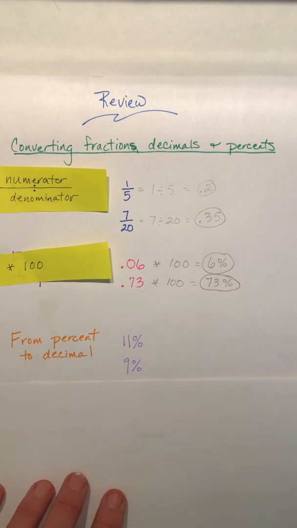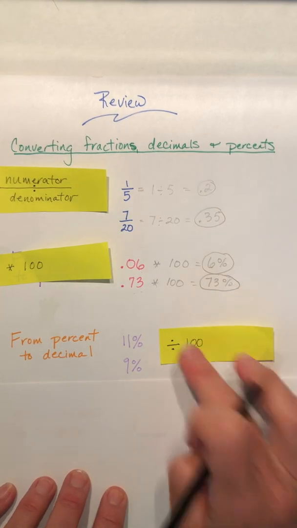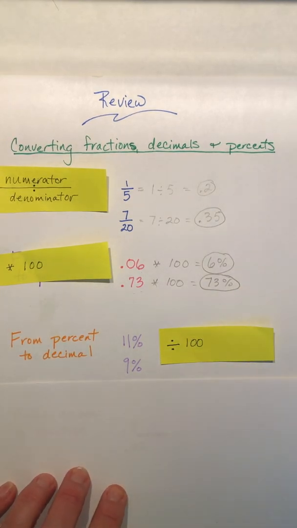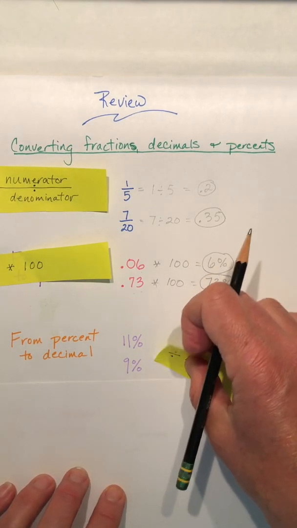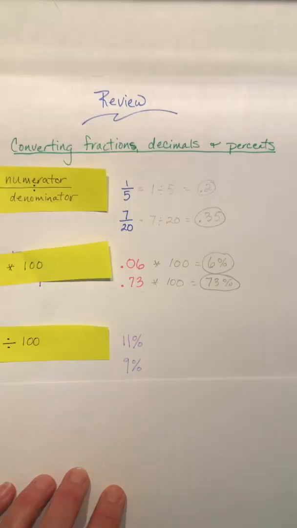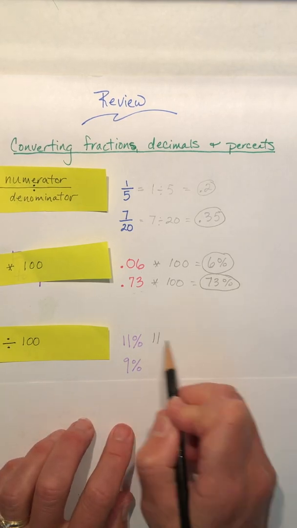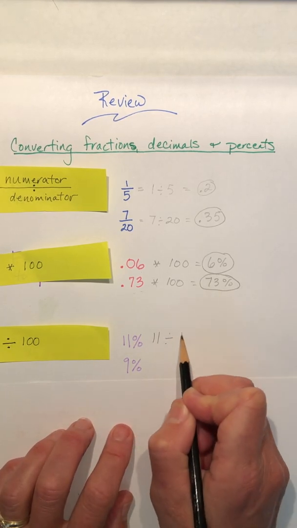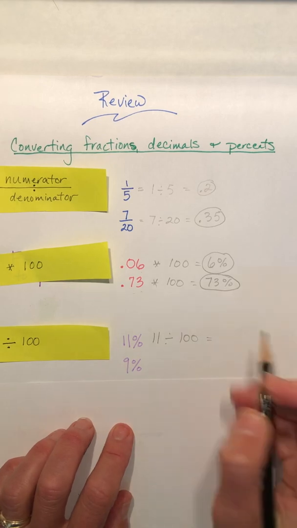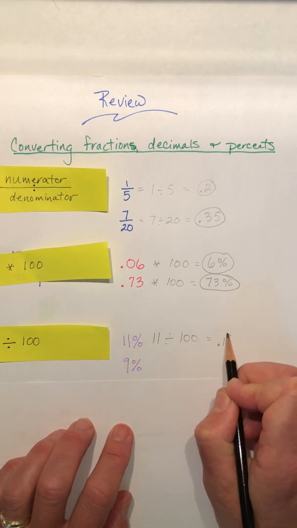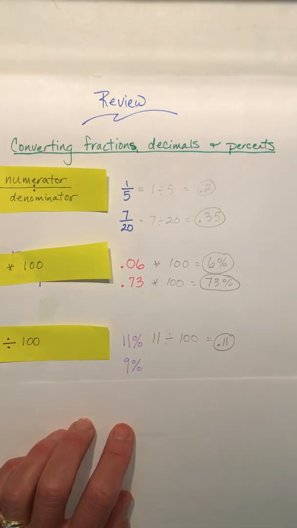Now we're working on percent to decimal. This is the one in which we divide by 100. So let's take a look at this. Here's my percent. So I'm taking 11, I'm dividing that by 100, and I get 0.11. So 11 100ths means the same as 11%.